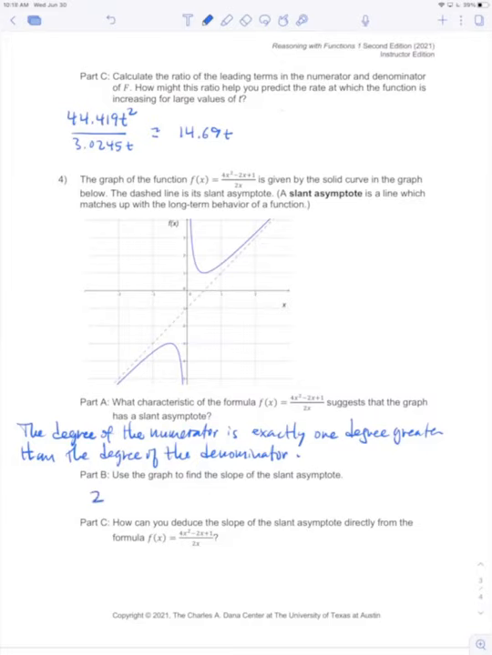Part C, how can you decide the slope of the slant asymptote directly from the formula for f? Taking the ratio of the leading terms gives you 4x squared over 2x. That x can go with one of those, 4 over 2 gives us 2, and we're left with 2x. The coefficient of x in the ratio, the 2 there, is the slope of the slant asymptote. Part 5, for each function, decide whether its graph will have a horizontal or a slant asymptote, or possibly neither. Find the equation of any horizontal asymptote, and the slope of any slant asymptote.